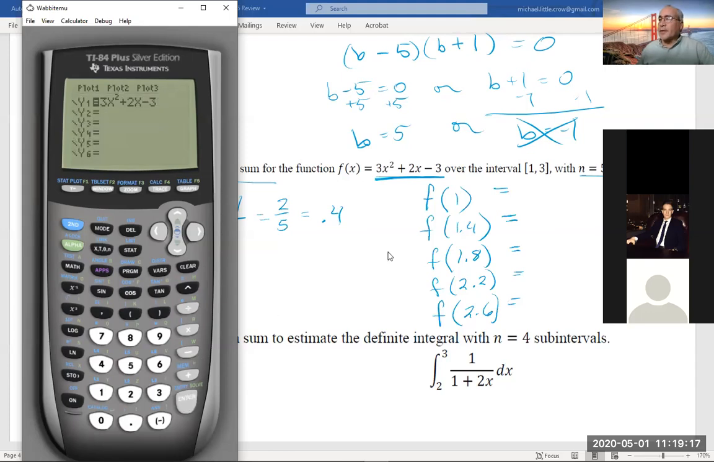Since these are the intervals I need, if you go to your table set, second table set, I'm going to start my table at 1, and I'm going to have the table change by 0.4. This maybe would have been a smarter thing to do first. Then you'll see these will be right in the table. I want to make sure my independent and dependent are both on auto. Then I'm going to go to table, second table. Notice I've got 1, 1.4, 1.8, 2.2, and 2.6. The y values are what I'm going to write down.